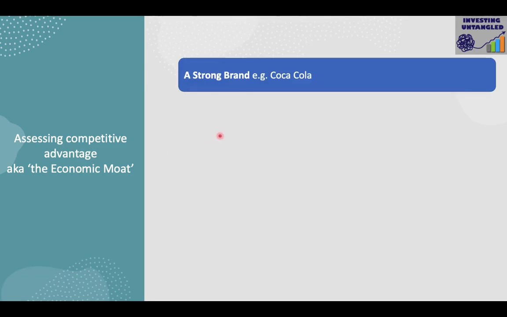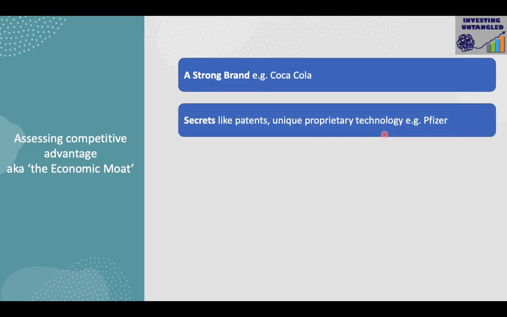One of the first things that you look at is a strong brand. Does your company have a strong brand? For example, Coca-Cola has maintained its brand for a very, very long time. So the next thing is secrets like patents, unique proprietary technology. A lot of pharmaceutical companies like Pfizer, Novartis, etc. use this kind of moat where they protect their products by filing patents so the competitions cannot erode their products and their technology.